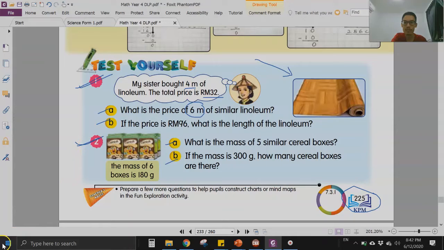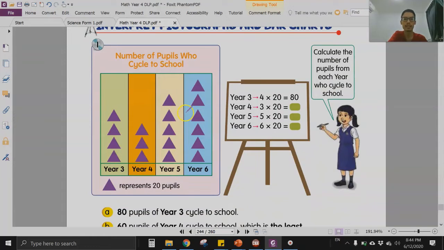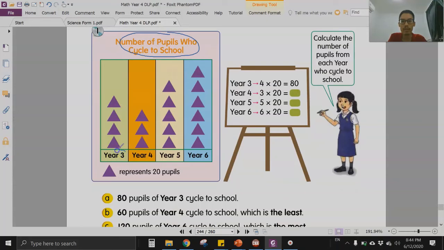Okay. Let's move on. Next, we want to look at interpreting pictographs and bar charts. This is on page 236. Okay, let's try to interpret the data from this chart. The topic is the number of pupils who cycle to school. We have year 3, year 4, year 5, year 6. Now, each triangle here represents 20 pupils. Can you see that? This is what we call the key, K-E-Y. One triangle represents 20 pupils.